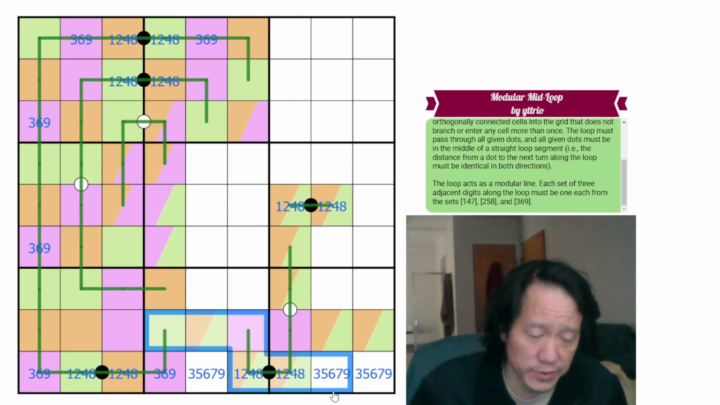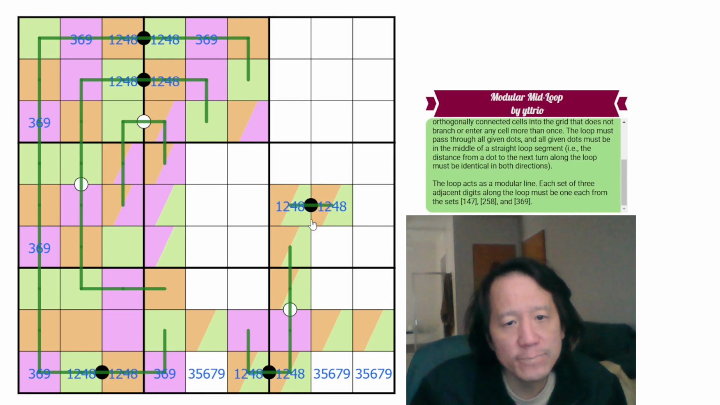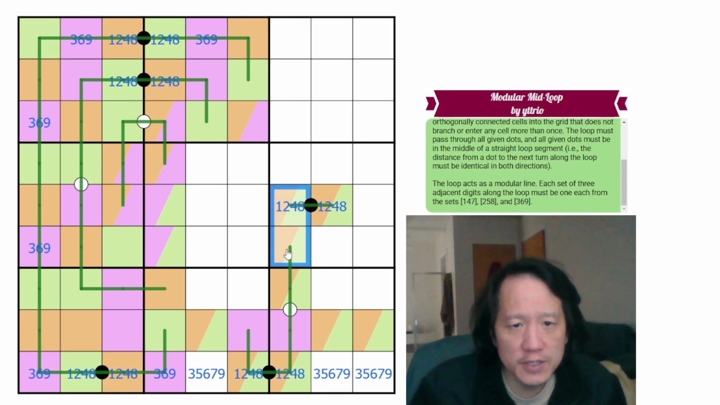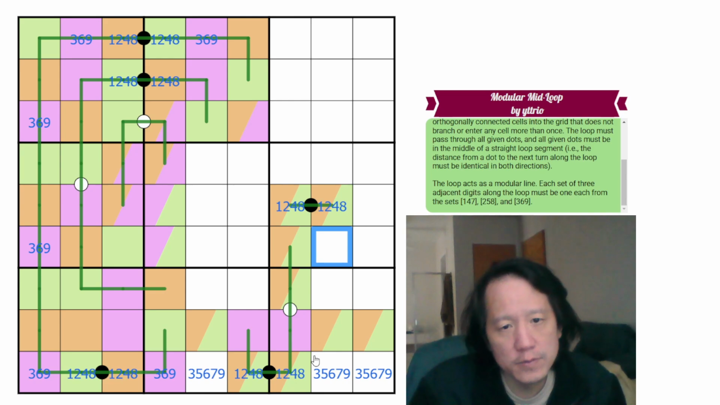It could go this way though. And this would be green, orange, pink, green, orange, pink, green, orange, and then pink somewhere. So one of these two is pink. That doesn't really tell us very much. This cannot continue here, but it could just go straight up. That's fine. Maybe. I don't know.